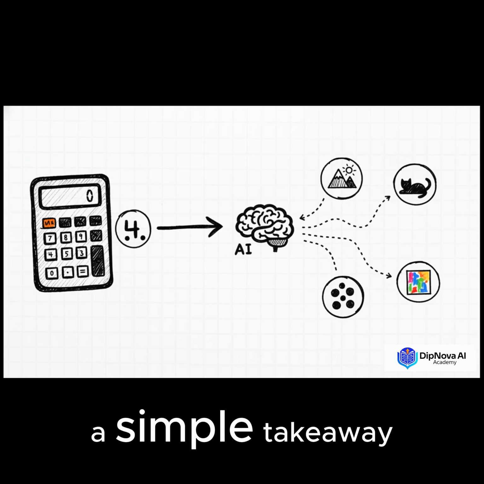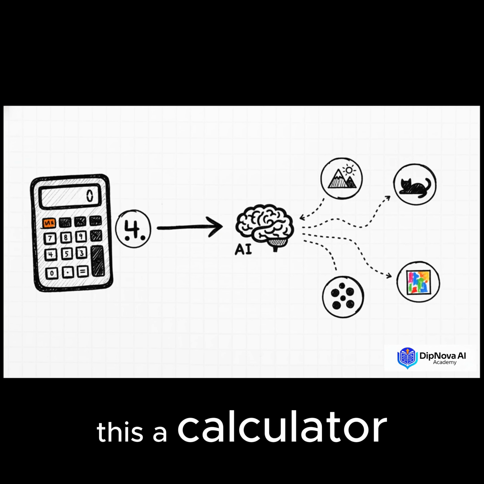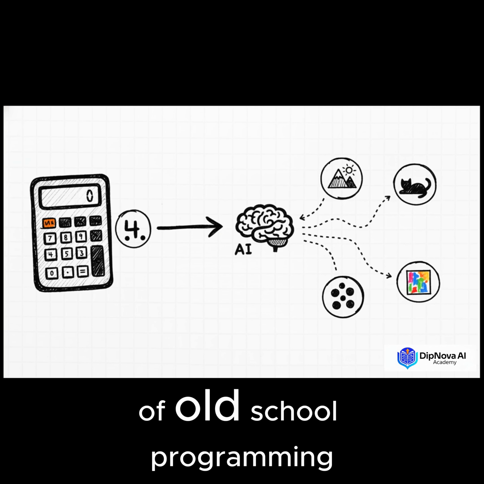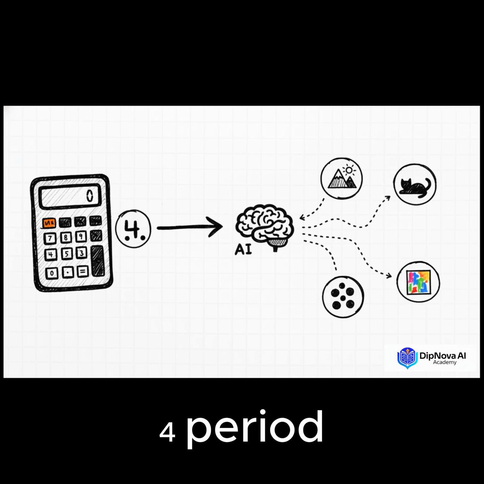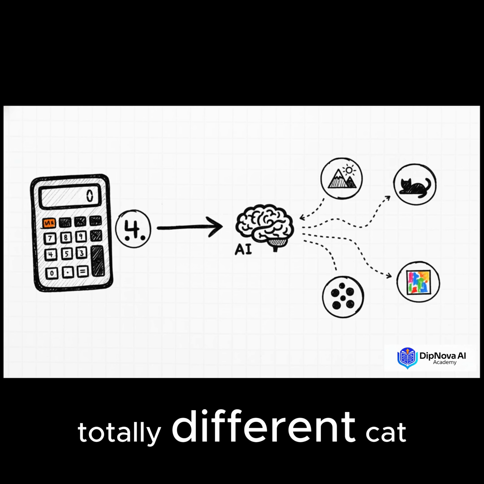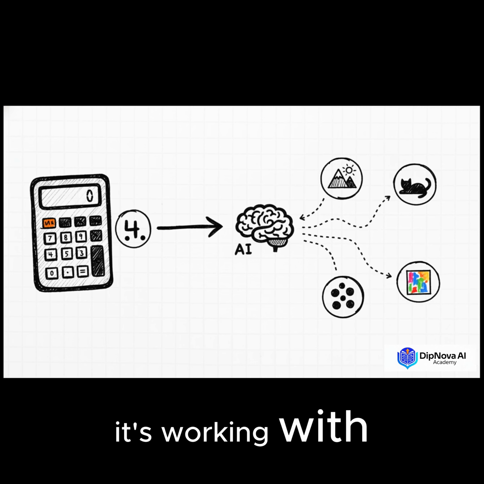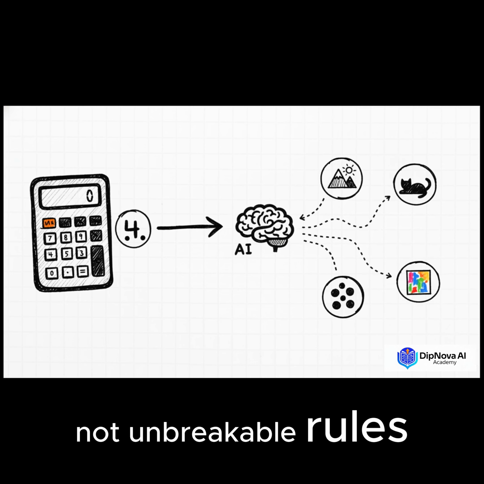So if you need a simple takeaway, think of it like this. A calculator is a perfect example of old-school programming. 2 plus 2 will always equal 4, period. But you could ask an AI to create a picture of a cat, and it could give you a totally different cat every single time. It's working with possibilities, not unbreakable rules.